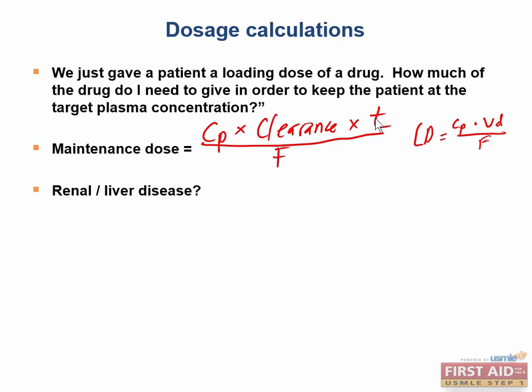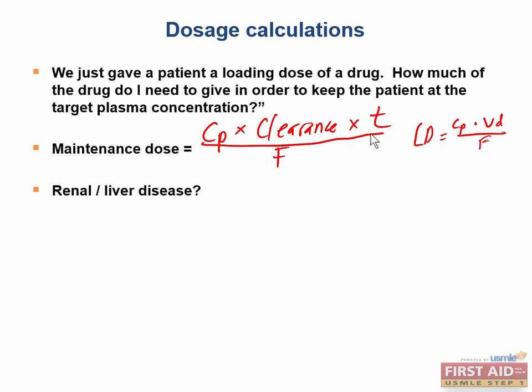It's found in the numerator of the equation, and if the dosage interval is big, it means there's going to be a long time between doses, so we'll actually need to give a larger maintenance dose to maintain this target plasma concentration. What do you think will happen to our maintenance dose if we changed the dosing interval from every 8 hours now to every 2 hours?